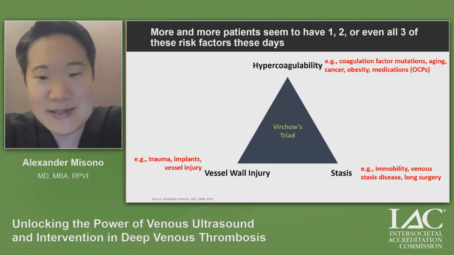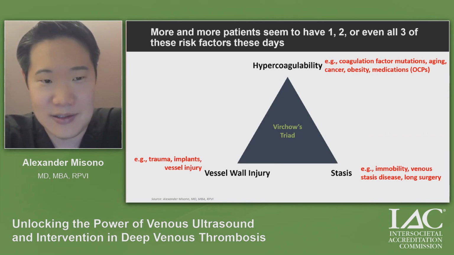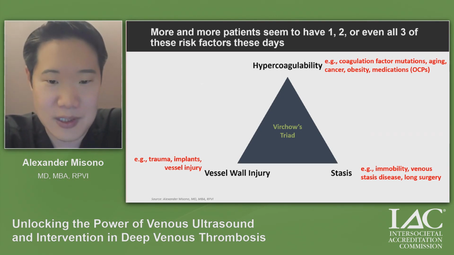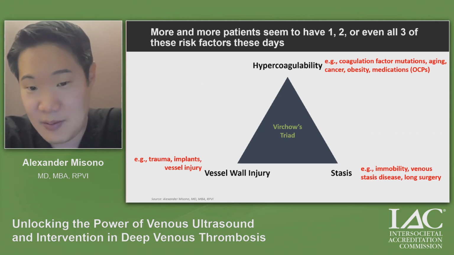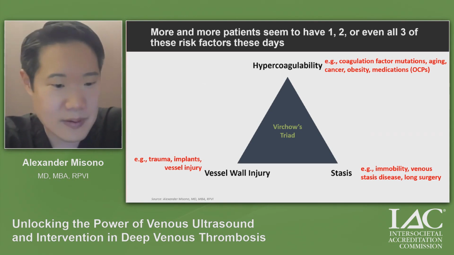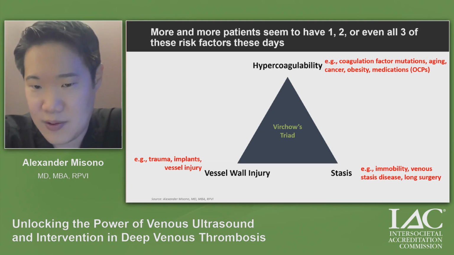Going back to the real basic science that many of us learned when we were, frankly, in college, if you took a biology class or a medical class of some sort, we do know that there are risk factors to forming deep venous thrombosis. Some of us are going to have some of these, some of us are going to have more of these, and certainly individuals that have 1, 2, 3 of these risk factors are going to be at more risk of having a deep venous thrombosis.